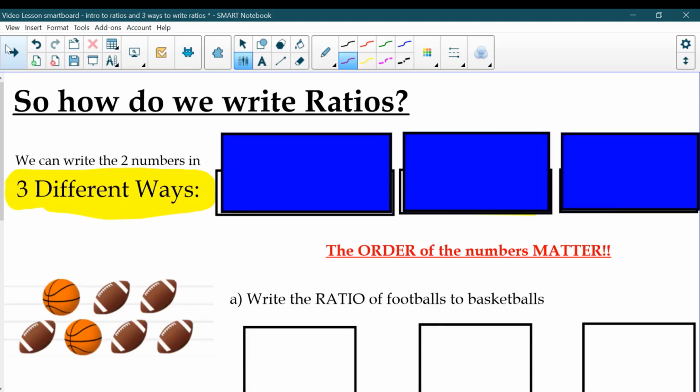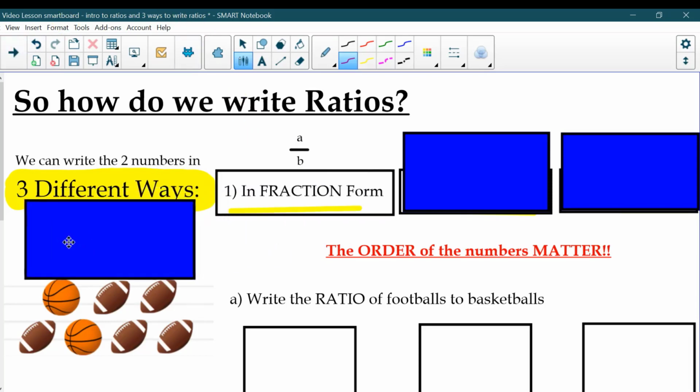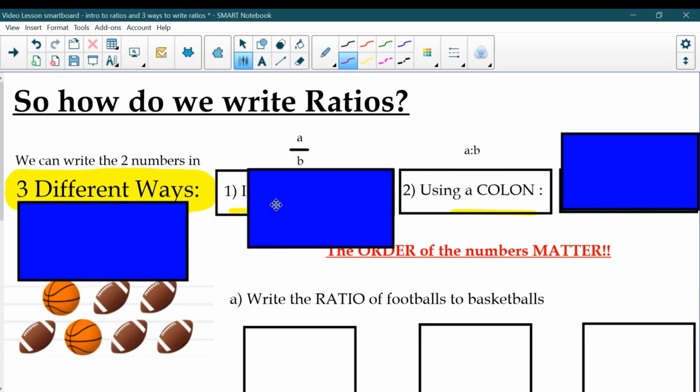All right, so then how do we write ratios? How can we express those two numbers that we're comparing on paper? And there's actually 3 different ways we can write those two numbers. The first one is in what we call fraction form. It looks like a fraction. So we'd write the first number on the top, the numerator, have your fraction bar, and then the second number on the bottom in the denominator. So the first way is fraction form.